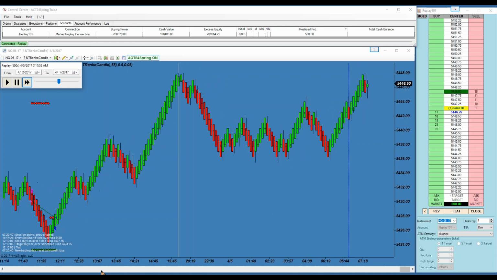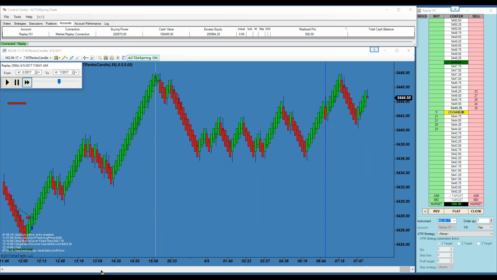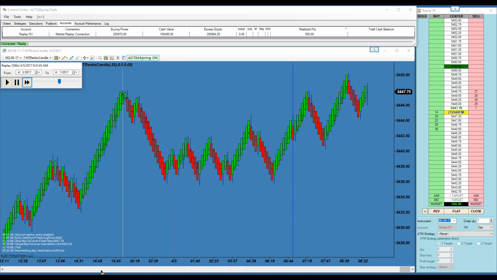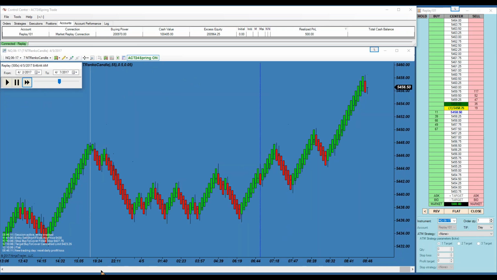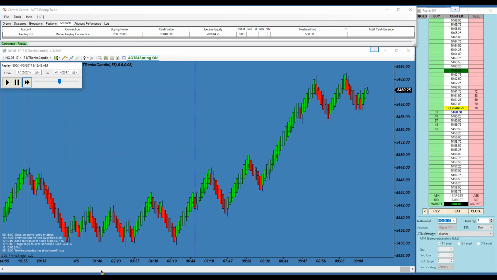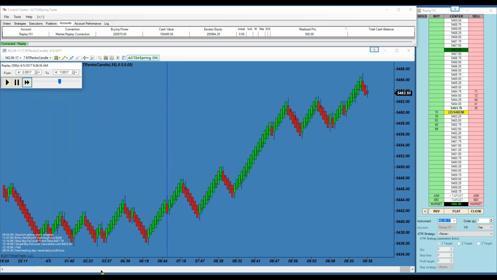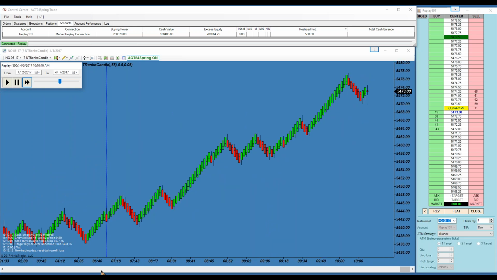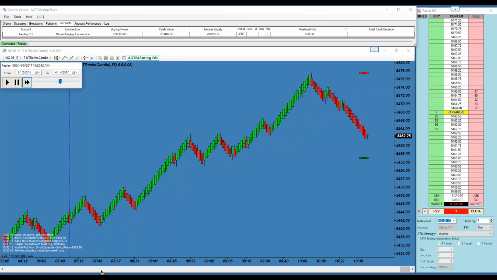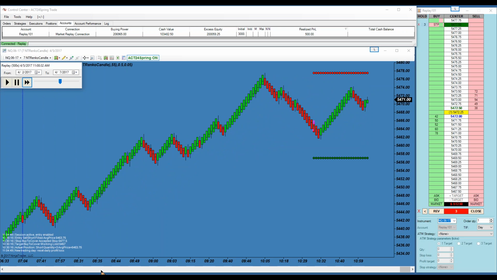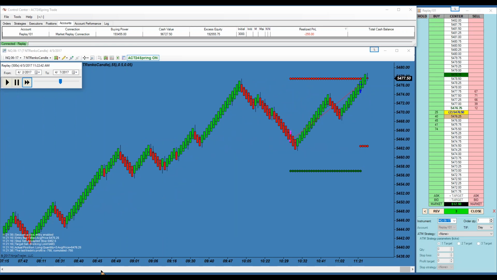There we go. It's a big move up. First trade should be a short to the downside. And as you can see, it's 10 o'clock in the morning. There we go. Order pending.